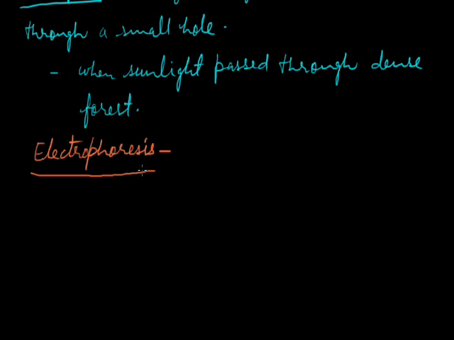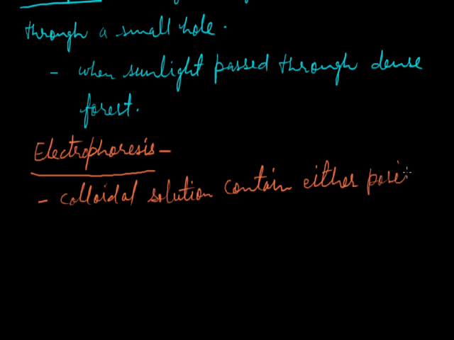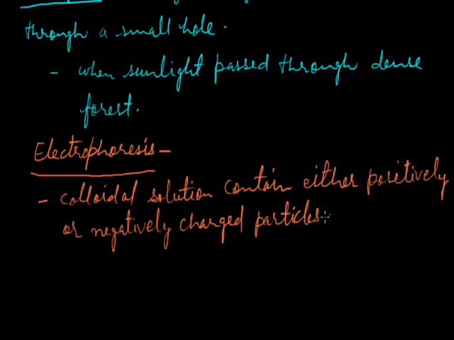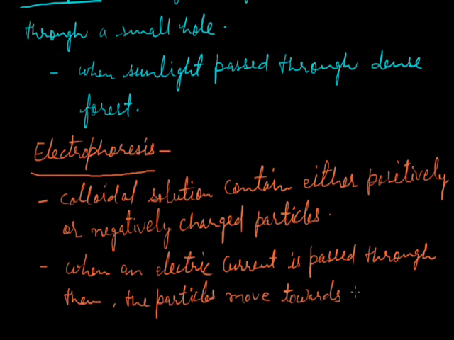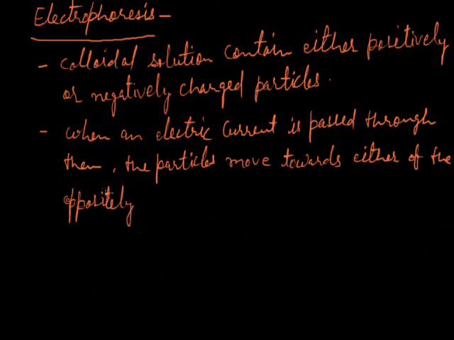Definition again. The colloidal solution contain either positively or negatively charged particles. When an electric current is passed through them, the particles move towards either of the oppositely charged electrodes. Subsequently, they get discharged on the electrodes and precipitate out.